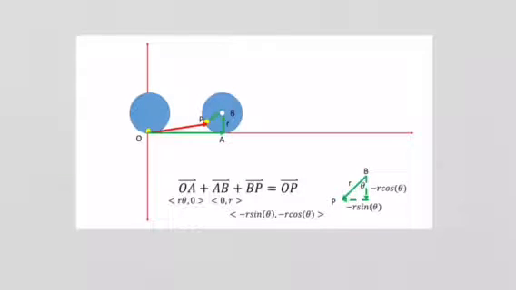So now we need to do OA plus AB plus BP to get OP. So we have r theta, comma 0.